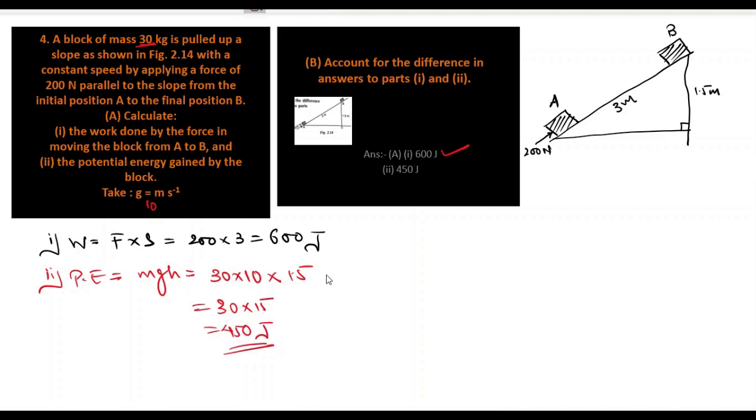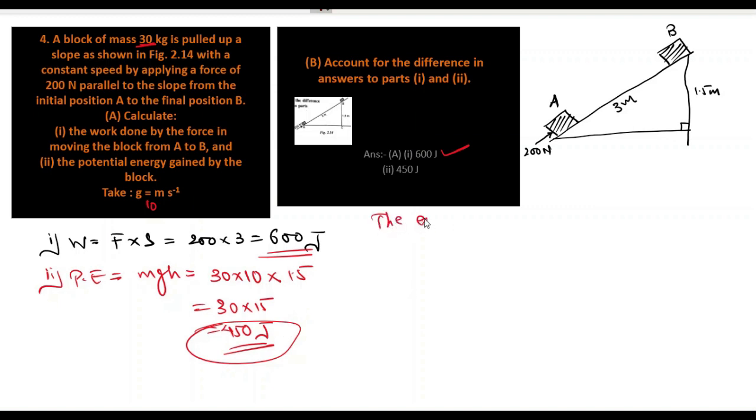What is the potential energy? 450 joule. Okay, now just see what is the work done by the force in moving the block from A to B. 600 joules. And what is the potential energy gained by the block? 450 joule. So where is this 150 joule of energy, which we have supplied to the block in moving from point A to point B, going?